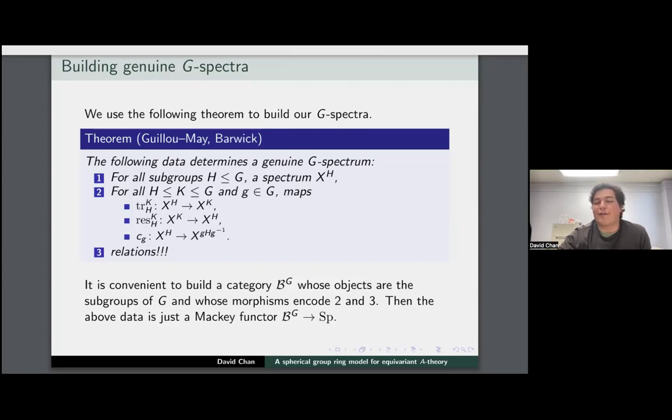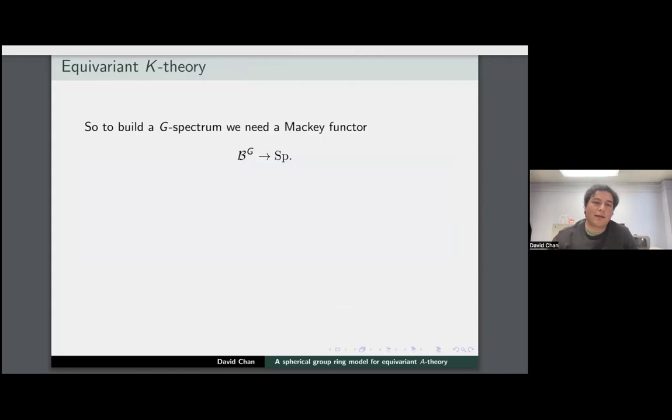Anytime I write functor from BG into something, you should be a little skeptical, but you can make it all technically precise. All right, what's the point here? I want to build a G spectrum for equivariant algebraic K-theory, and to do this, I need to build a Mackey functor.